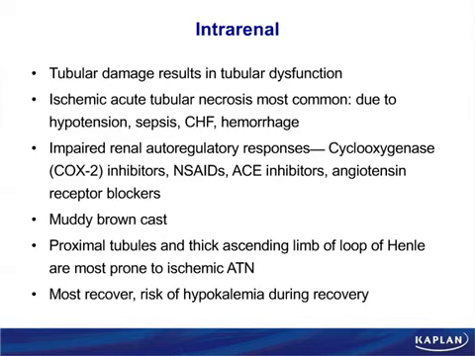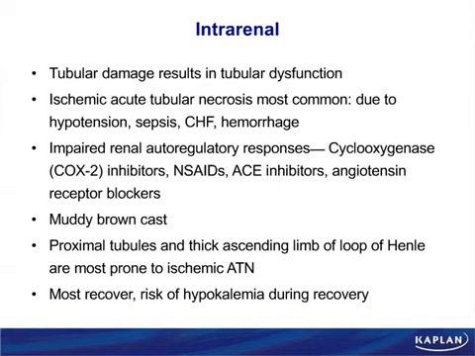You will see muddy brown cast. Now, this is a high yield point. The proximal tubules and the thick ascending limb of the loop of Henle are most prone to ischemic acute tubular necrosis because these are two parts of the nephron that are highly metabolic, that use a lot of ATP. They're very metabolically active, so they're very prone to ischemic damage. So these are the two portions of the nephron that are prone to acute tubular necrosis. Now, most patients recover. They may need dialysis, but most recover.